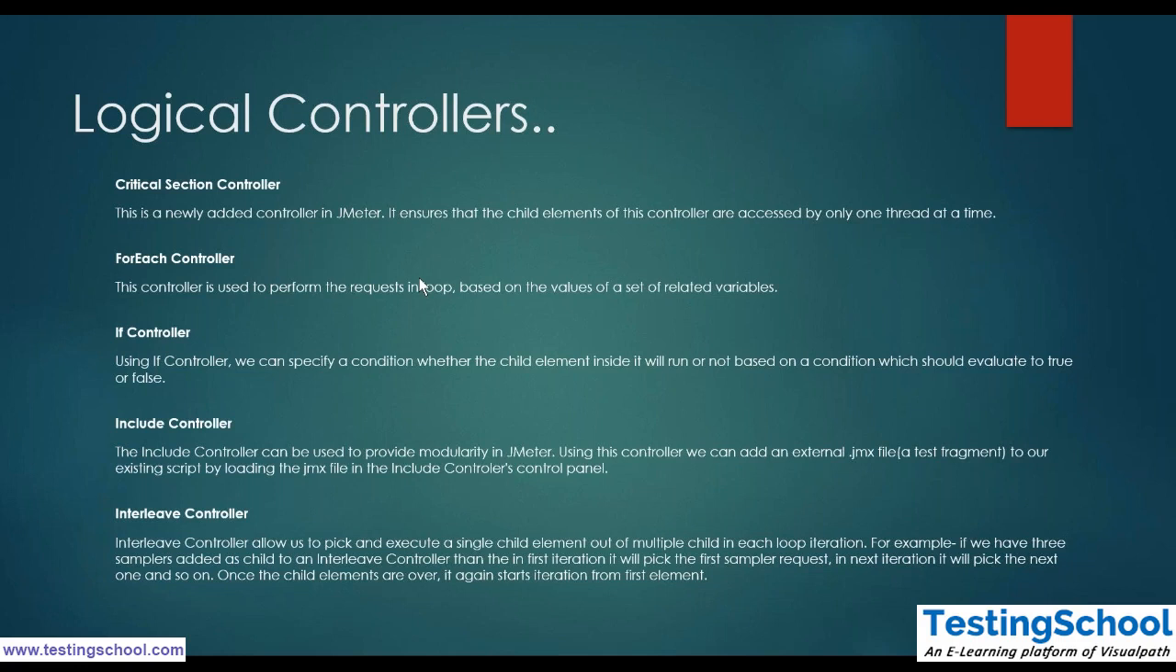Suppose there is a particular section which is hitting the database and updating some of the tables. This is a critical section because inside one table it cannot have multiple updates at the same time. In this kind of scenario, we use critical section controller, where there is a kind of lock on the application logic level. Those things will be taken care of by critical section controller.